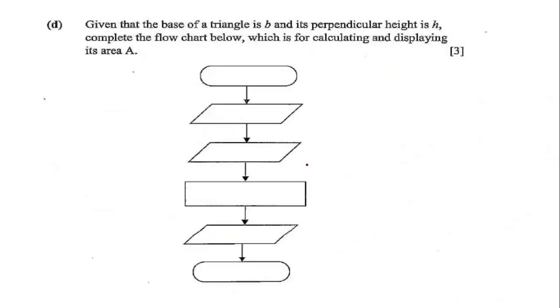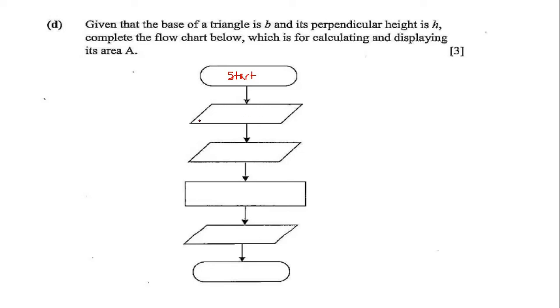All right, let's solve D. D says, given that the base of a triangle is B and its perpendicular height is H, complete the flowchart below, which is for calculating and displaying its area. So remember, this symbol here is an oval, it simply means start. So you write your start in here. Okay. Then this one is an input.